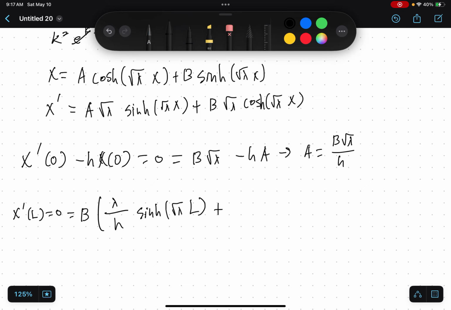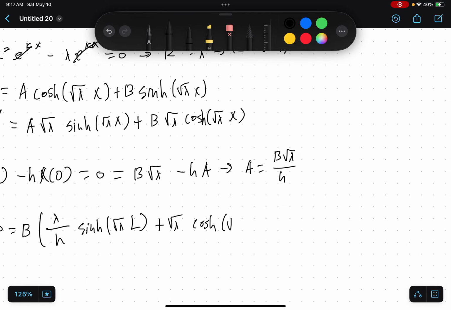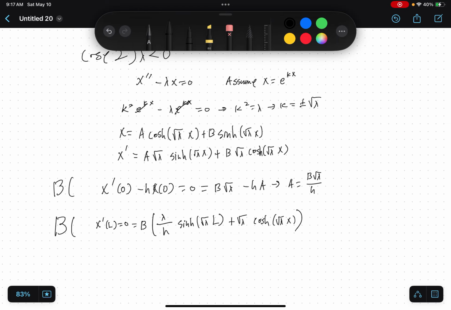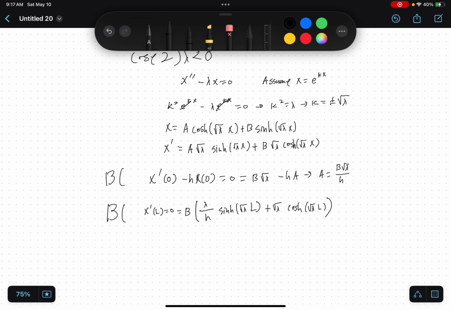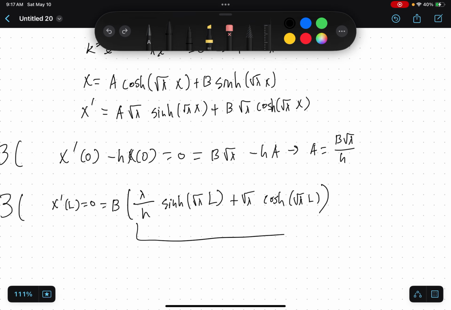plus, what is that? Root lambda cos hyperbolic root lambda x of L. Is that right? That is right. Okay. So this has to equal 0. This term will never equal 0.